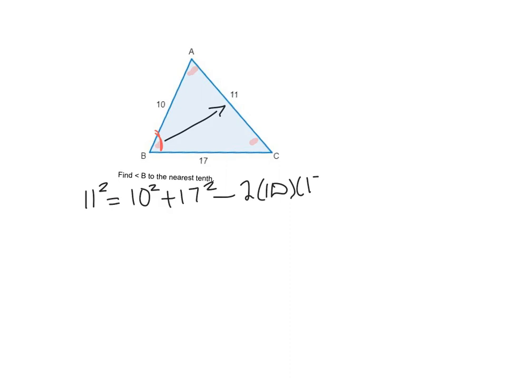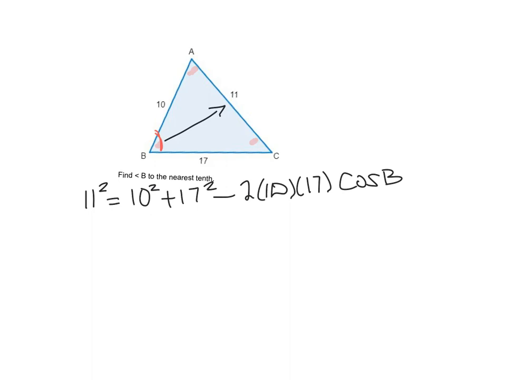And then this time, this is the unknown, so I'm going to say cosine of B. Sometimes they'll use a theta sign for the unknown, but we're just going to put B because that is the angle we're looking for.